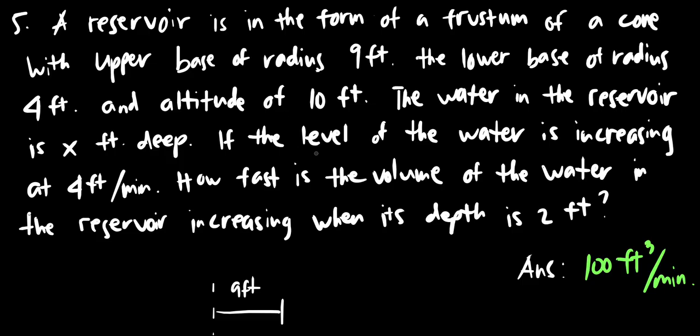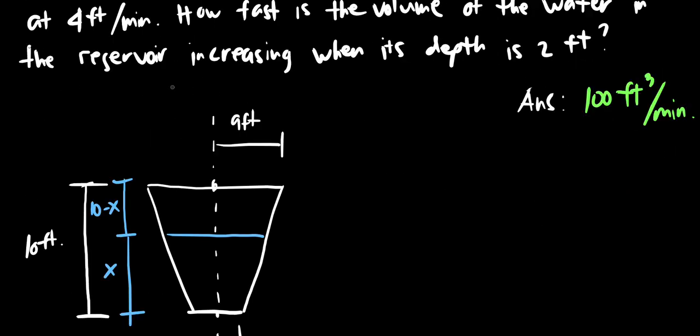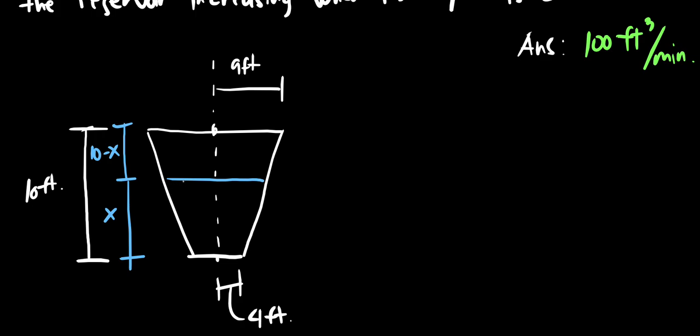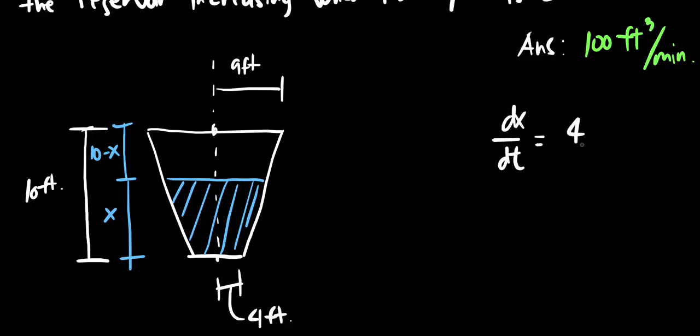After that, the level of water is increasing at 4 feet per minute. So we'll just draw and label it as water. The level of water is increasing at 4 feet per minute. So we have dx over dt equals 4 feet per minute.